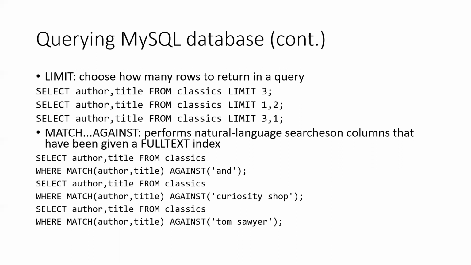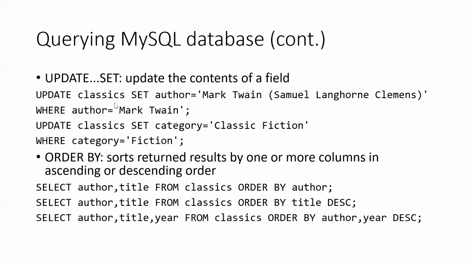Then there is match, when you especially have full text searches, which I told you are fast searches, even for multiple columns. In this particular case, you look at the author and title with these values, and search whether those values are there in these two columns. That is what we call match and against.